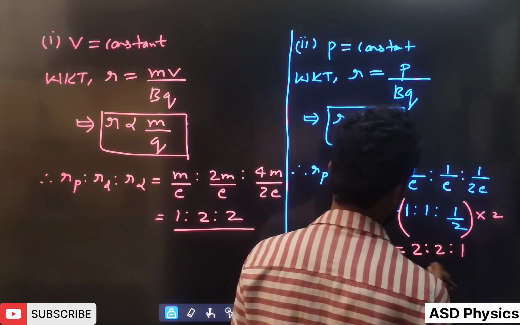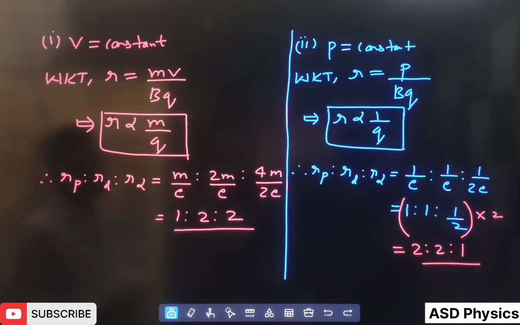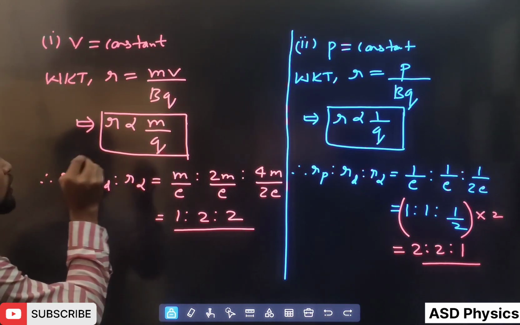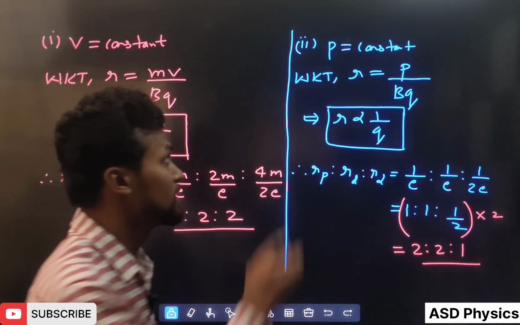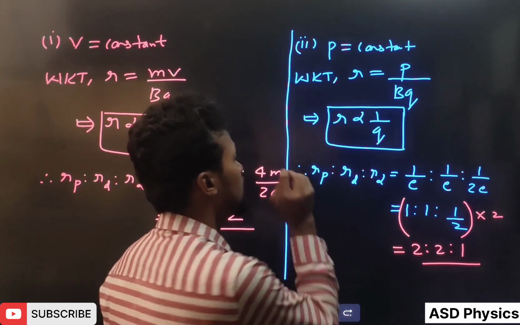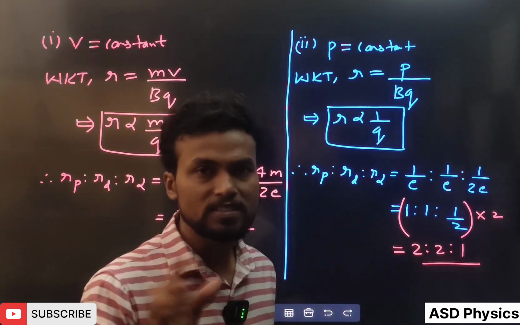2 is to 2 is to 1. Okay, so this is the answer. So you can see very well, in the second situation, when the momentum is constant, the ratio of the radii is 2 is to 2 is to 1. That means deuteron and alpha particle will have the same radii. But in the previous situation, proton and deuteron will have the same radii.